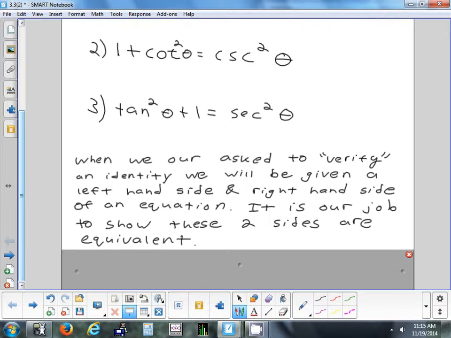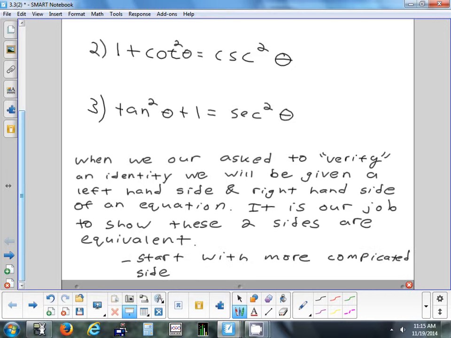Generally, what you want to do is take whichever side is more complicated and start with that. It's easier to take something complicated and cancel stuff out, rather than take something already simple and try to magically add stuff back in. That's harder to do. So we'll always start with the more complex side and try to cancel things out.